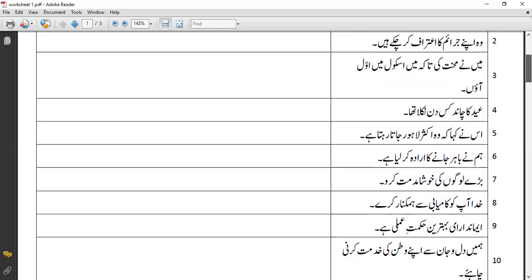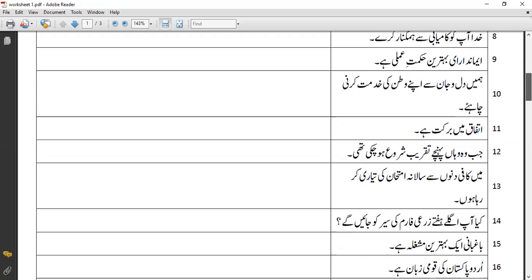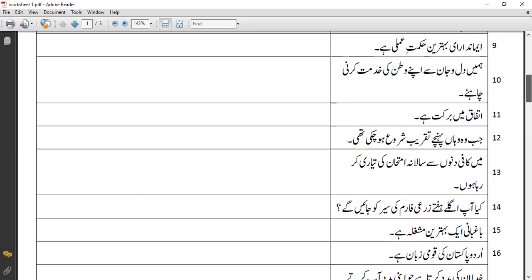Okay. And just look at these sentences. There is a compulsory question in your board pattern with regards to the translation question. So you must see that you are in a good practice of this question.